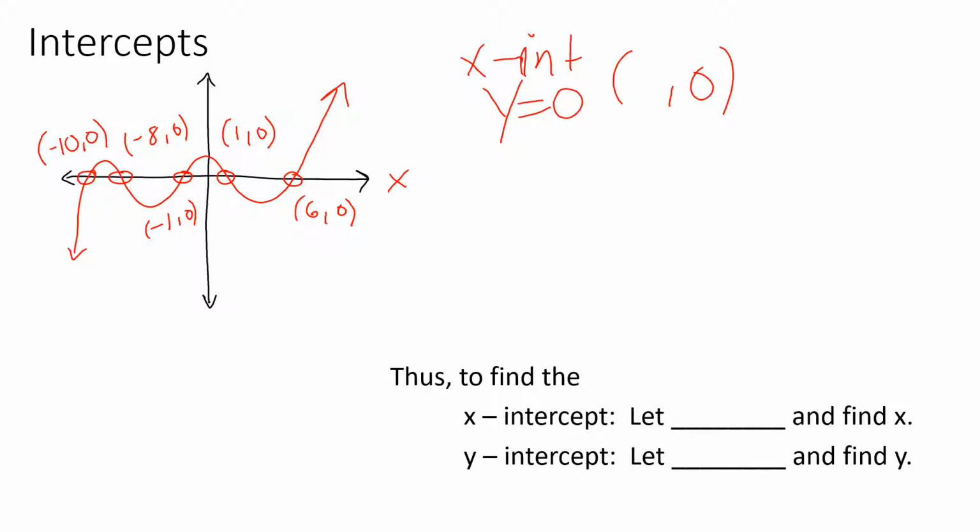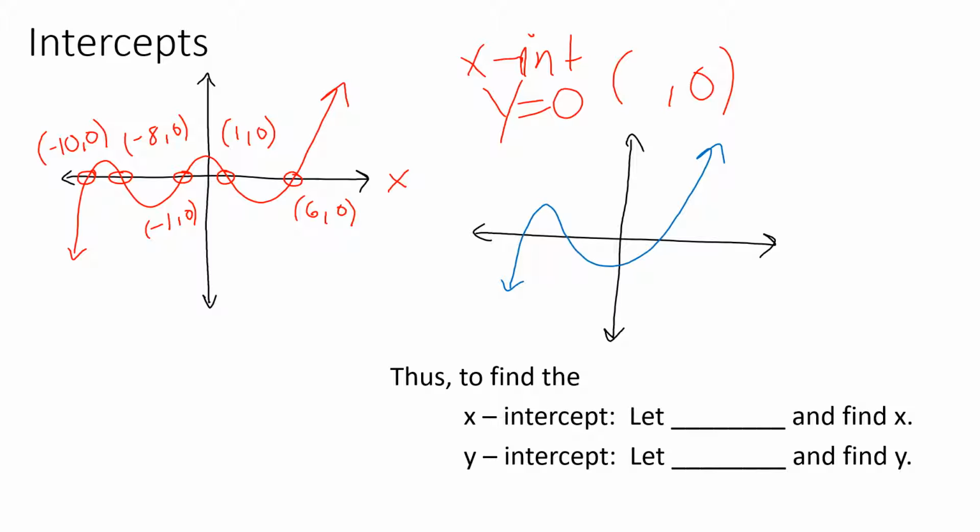Okay, so let's do the same thing, but let's take an additional Cartesian coordinate grid. There we go. And I'm going to draw another function, and there's a function, and let's look at the y-intercepts. So the y-intercept is where the graph crosses through the y-axis, and I see that this only happens once.